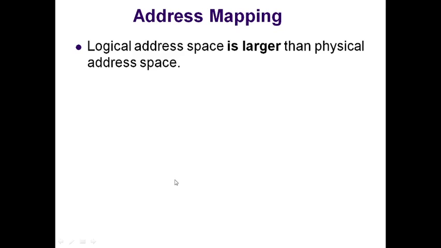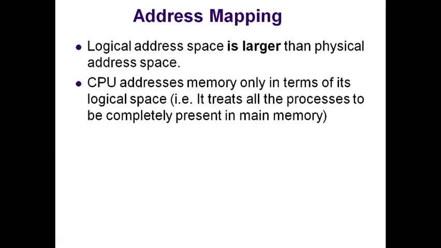So whenever an instruction address is provided by the OS, you have to know where it can be found, whether it can be found in the main memory or it has to be retrieved from the disk memory. That is the idea of address mapping here. So the CPU addresses memory only in terms of its logical address space. It does not deal with the physical address.